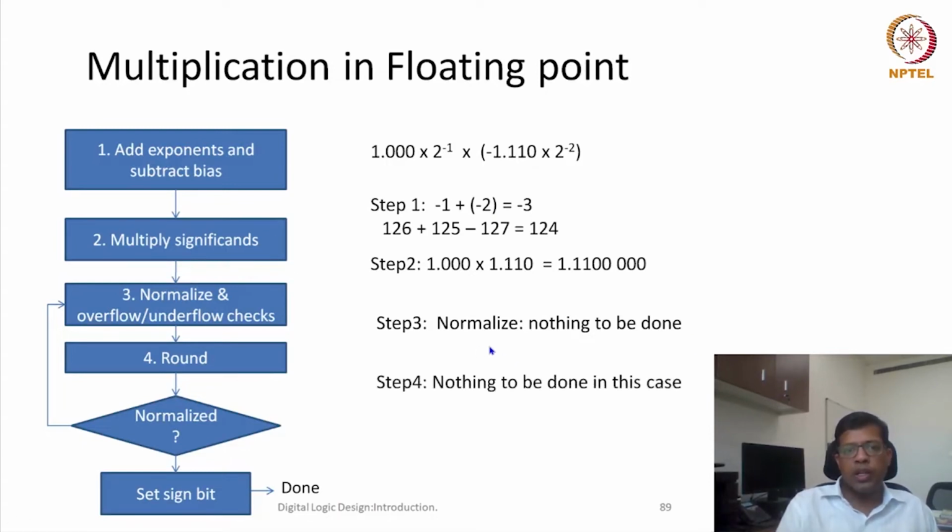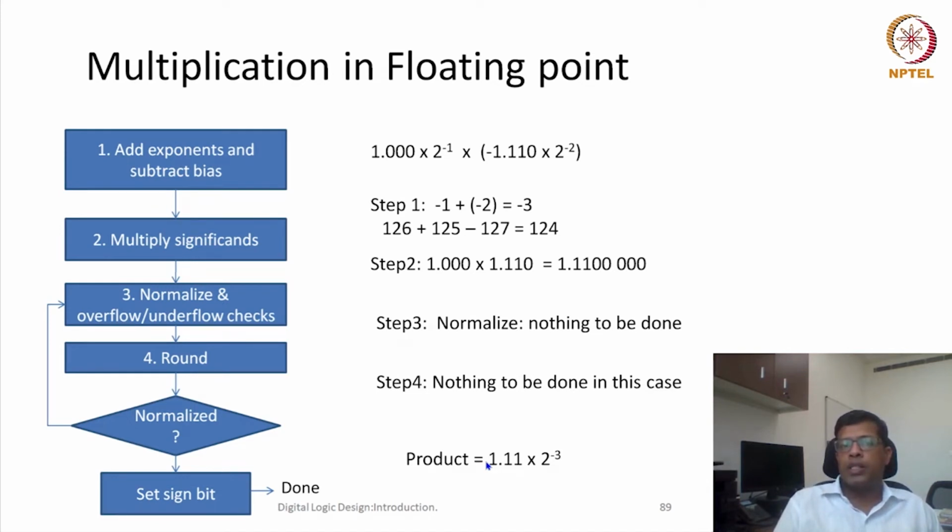After normalization, we do rounding. Here rounding also need not be performed, because the number of significant bits or mantissa bits is still less than the mantissa bits which are possible in single precision numbers. And here the sign is -1, because one number is negative and the other is positive, so this is a negative result. This is also a small mistake here. So this is how multiplication is done.